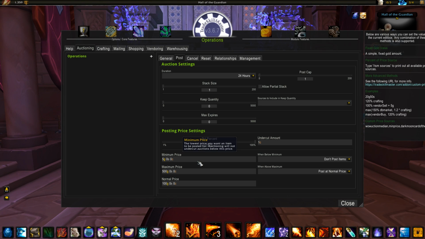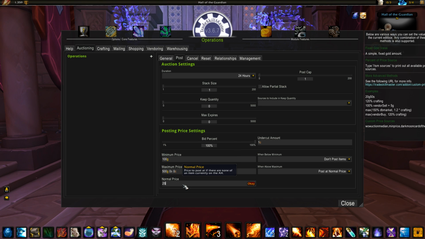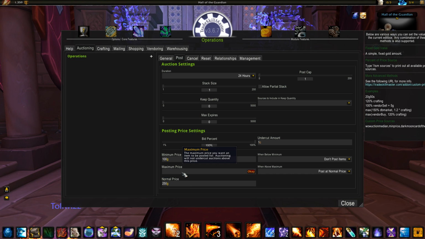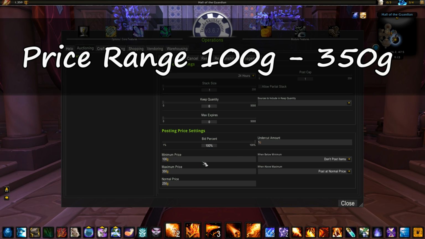All you got to do is go in here and go into your minimum price, and you select whatever minimum price you want it to be for that group. So imagine that that's going to be 100 gold, and let's say our normal price, let's say we want that to be 250 gold. And then this one here for maximum price, maybe we want 350 gold. So that's our price range right there.